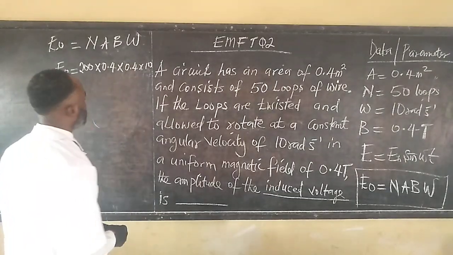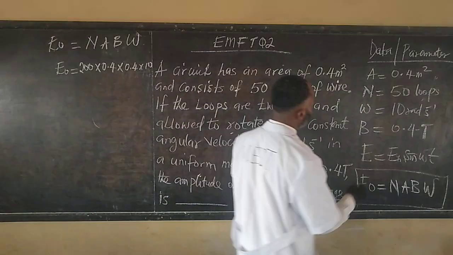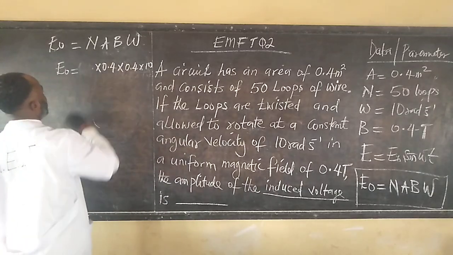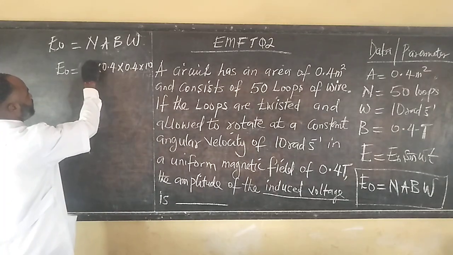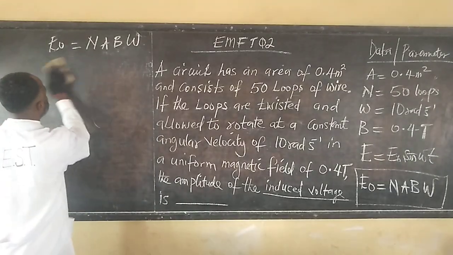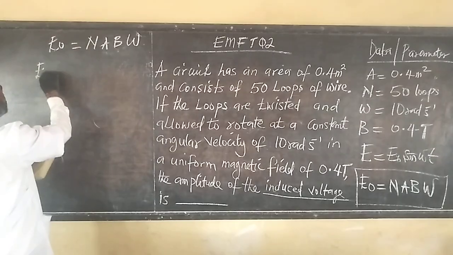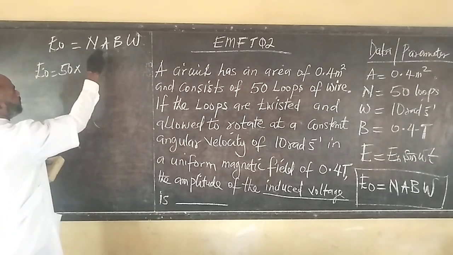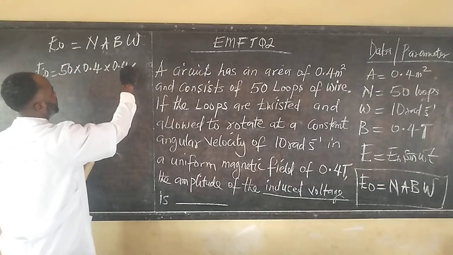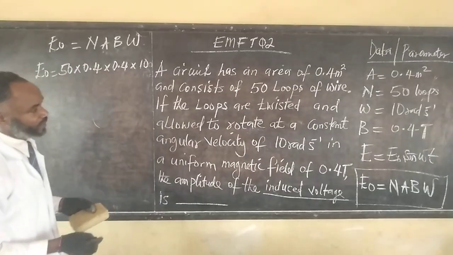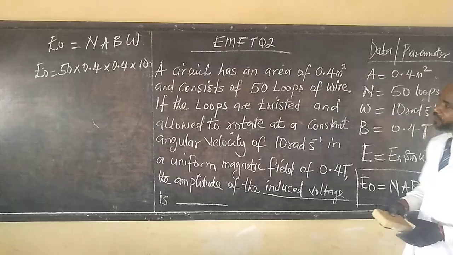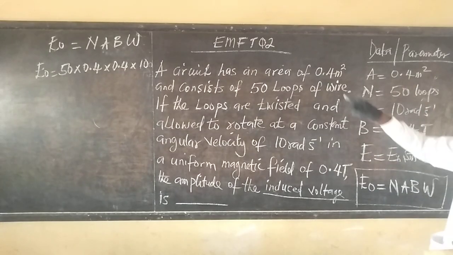Okay, there is a mix-up. Our N is 50, not 200. I mistakenly wrote 200. Our N is 50, not 200. Alright, so E naught is equal to 50 times 0.4 times 0.4 times 10. That's correct, right? That is it. Let's look at it very well. We have represented all that using those letters.